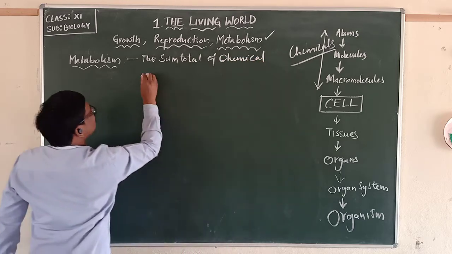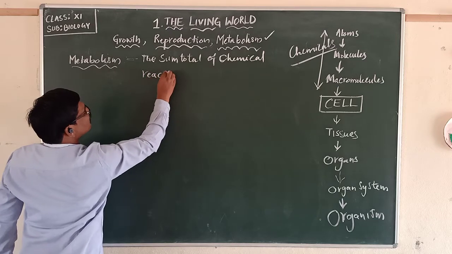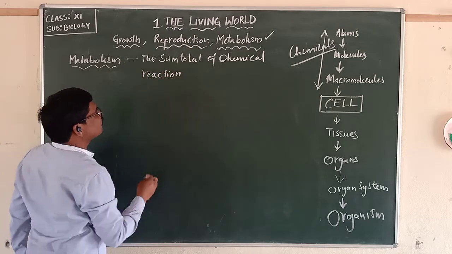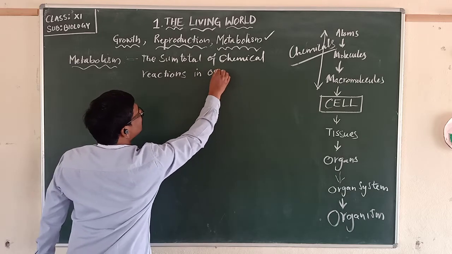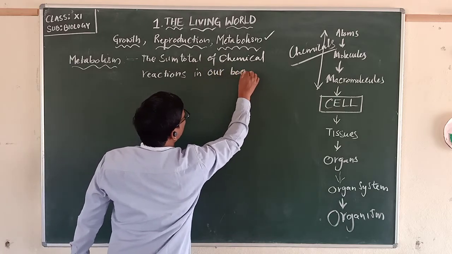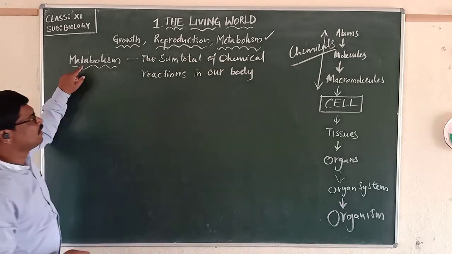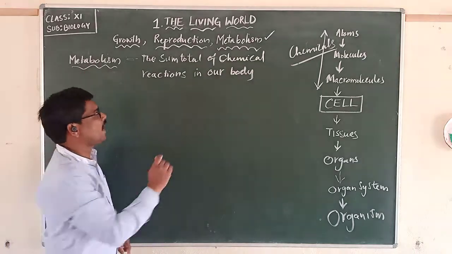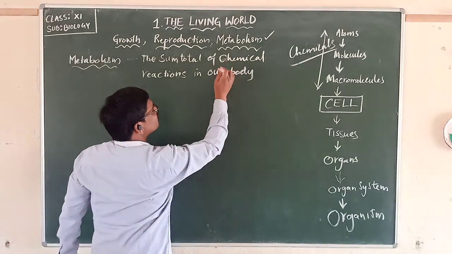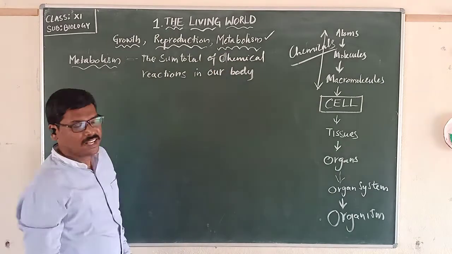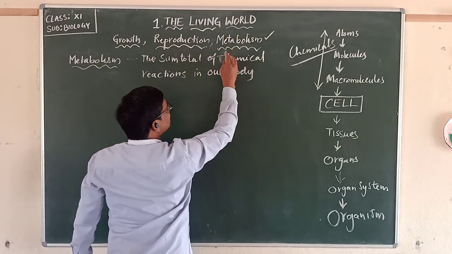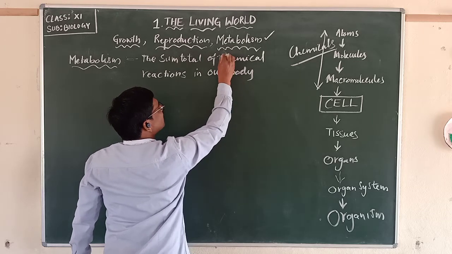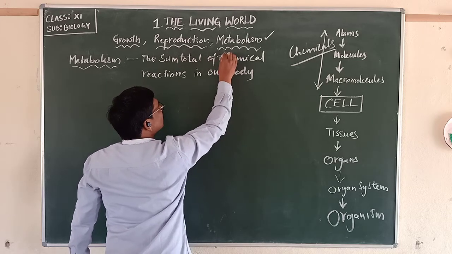Chemical reactions which are taking place in the body. Okay, the sum total of chemical reactions in our body is called as what? Metabolism. The sum total of chemical reactions in our body is called as metabolism. Okay, let us keep this point in mind. This is an important point, a definition that we have to keep in mind.